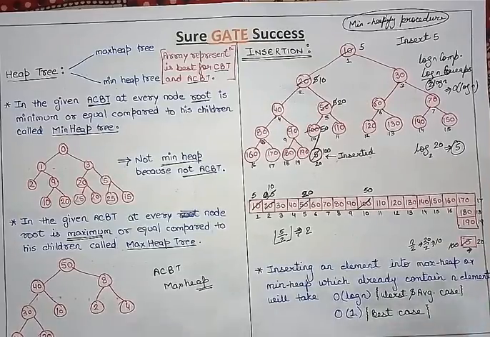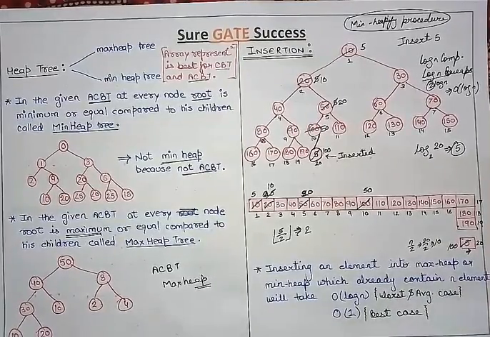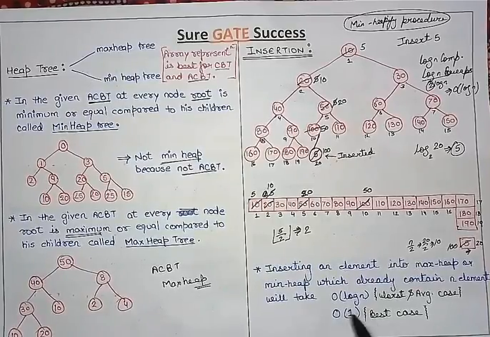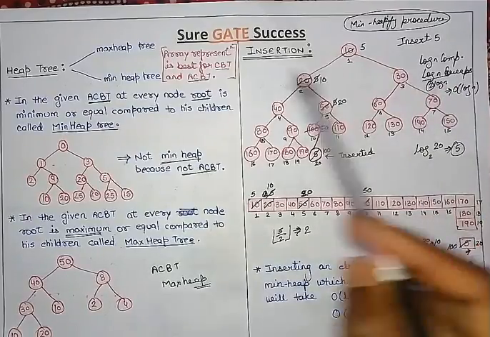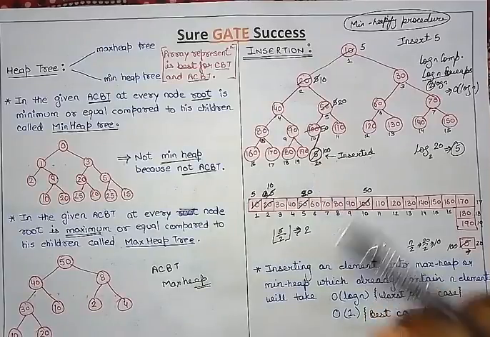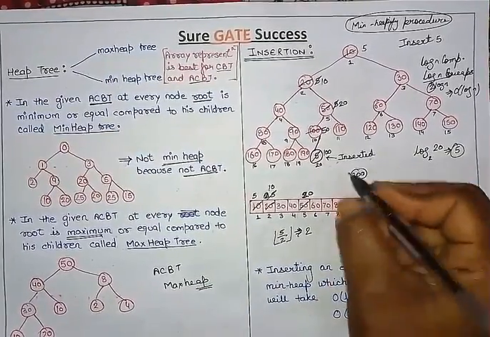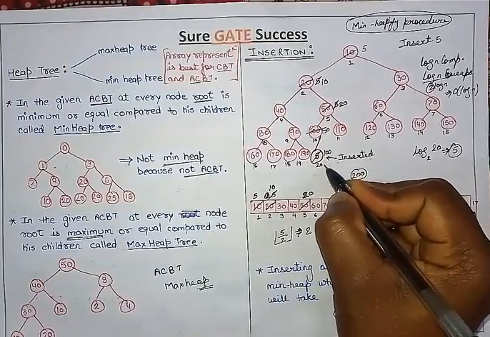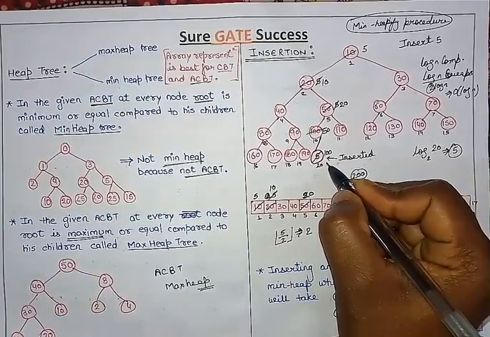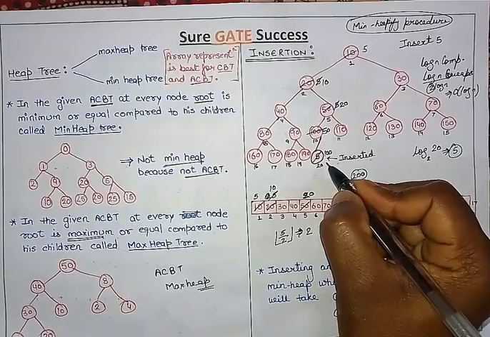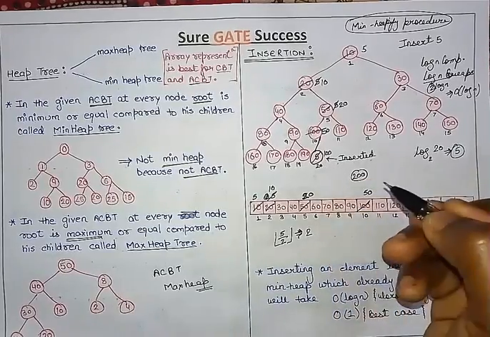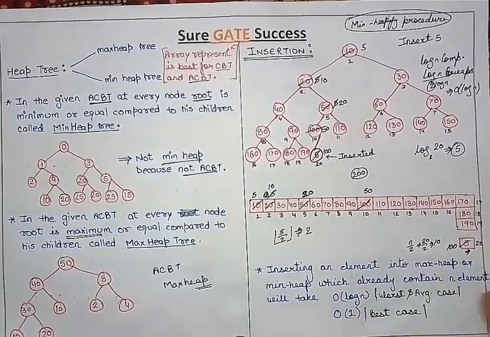Inserting an element into a max heap or a min heap which already contains elements will take order of log n, as I have explained here, and order of 1 in the best case. If all is sorted and we have to insert 200, we can insert 200 here, and there will be no violation of the min heap property. So in that case it would be the best case.